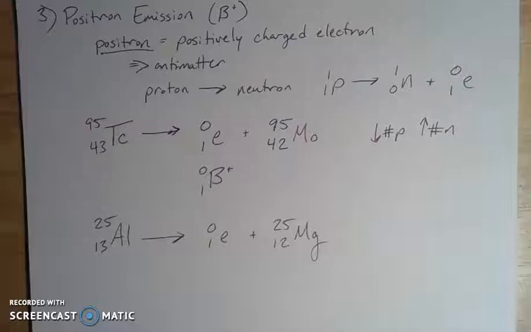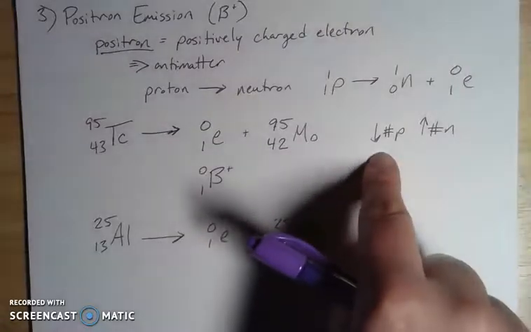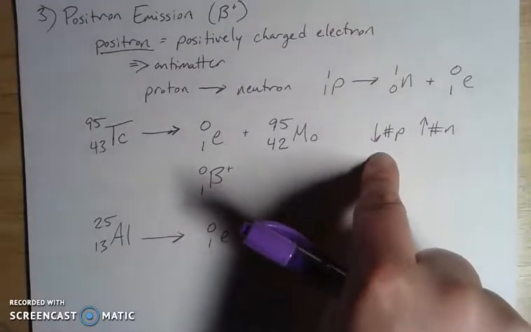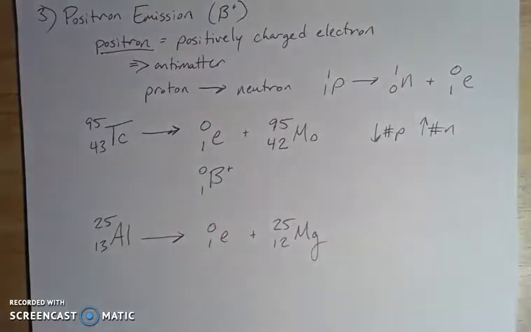So we're emitting a positively charged electron when a proton becomes a neutron. And that's going to give us a more stable configuration because we're decreasing our Z, our atomic number, and we're increasing those particles that are the glue that help to hold together those positively charged protons.